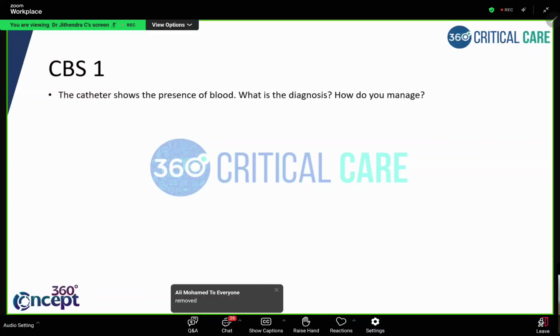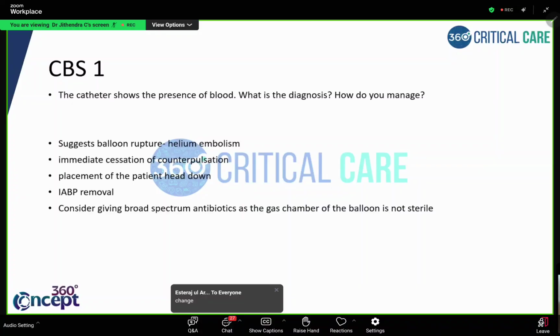Because the balloon is ruptured, the blood starts entering the catheter, and you can see that the tubing of the IABP will also have blood. So how do you manage? Anybody? Remove or replace. Very good. So change the catheter. At the same time, you should be worried about embolism also, correct? Helium embolism is also a thing.